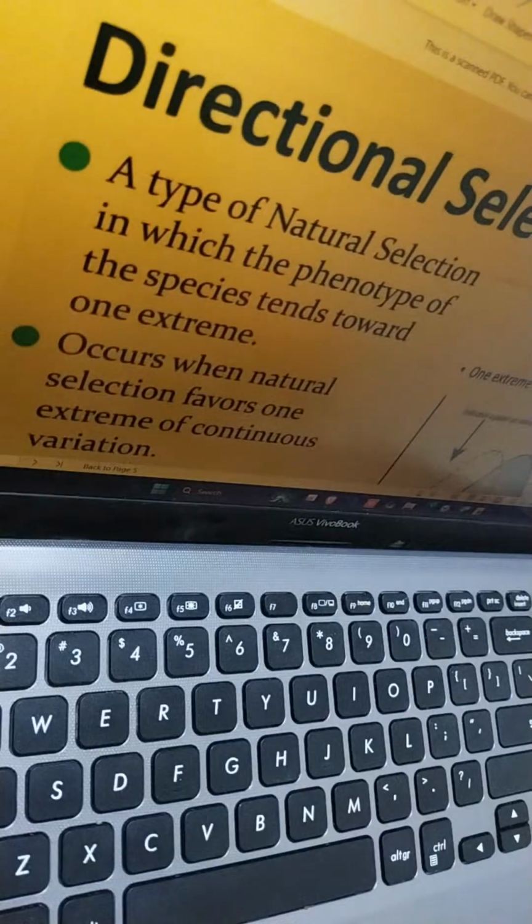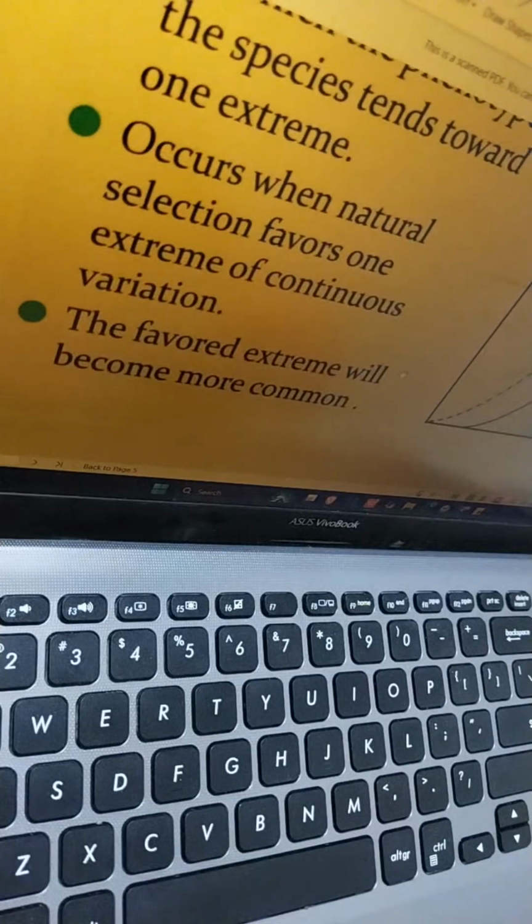Now we will see the description of each of these types. Directional selection is a type of natural selection in which the phenotype of the species tends toward one extreme. It occurs when natural selection favors one extreme of continuous variation.